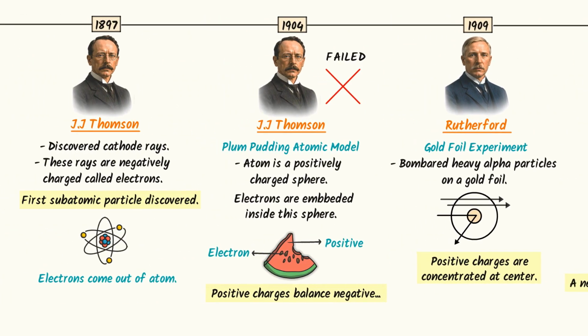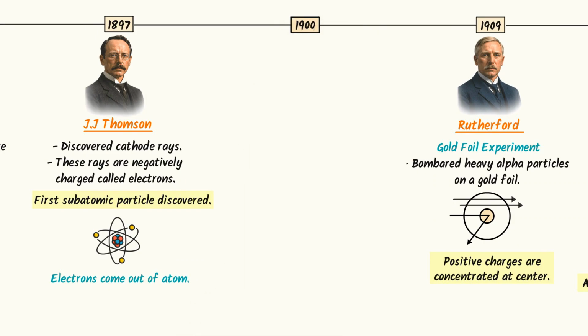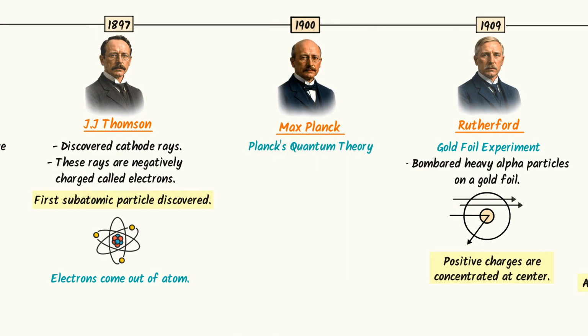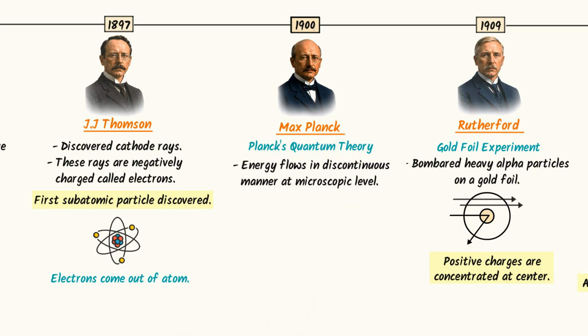Now I want to take you back to 1900 to learn about something very interesting. In 1900, Planck Baba presented his Planck's quantum theory. According to this theory, energy flows in discontinuous manner at microscopic level. Let me repeat this important statement. Energy flows in discontinuous manner at microscopic level.